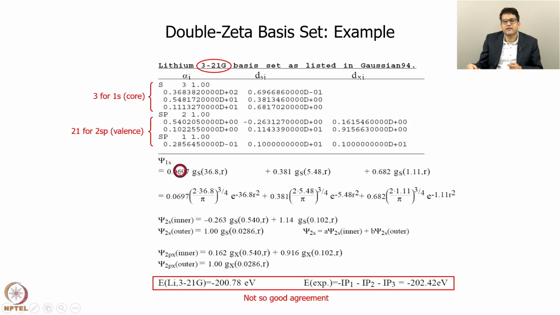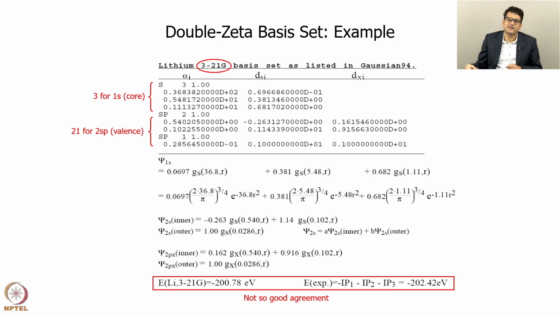So you can see that here in the first case these are the exponents 36, 5.48 and 1.11, and these are the combination coefficients, and for the 2s inner this is the combination coefficient and exponent. The P has the same exponent but different combination coefficient. Problem is that if you calculate the energy value for this one, this will not give you such a good agreement with experiment. Of course, you cannot calculate the total energy from the experiment ever. What you can only get is relative energy.